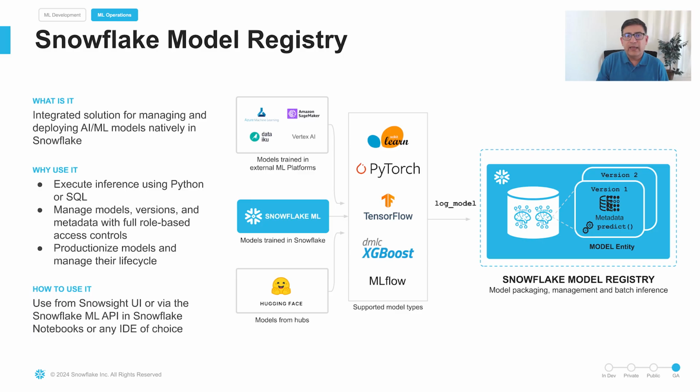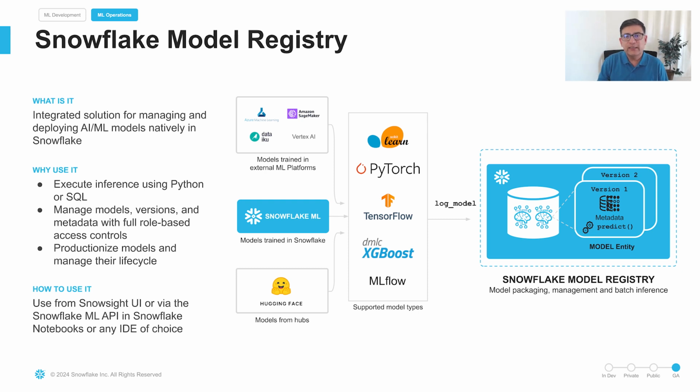So now once you've trained a model, you are ready to productionize it and operationalize it. And for this, Snowflake offers a full set of ML Ops capabilities. The entry point to ML Ops in Snowflake is the Snowflake Model Registry. This is our native solution for managing, deploying, and using AI and ML models in Snowflake.